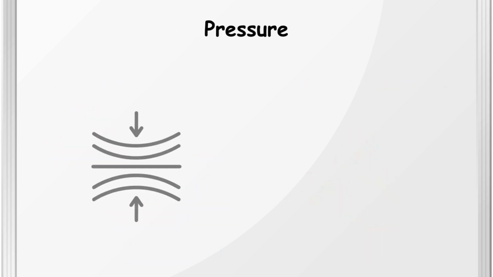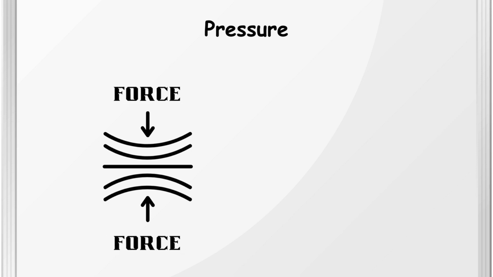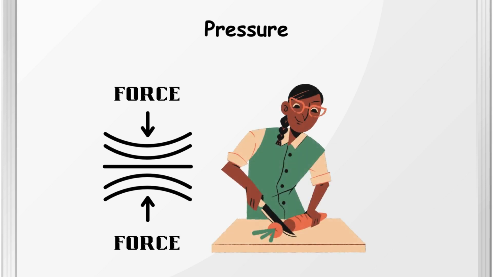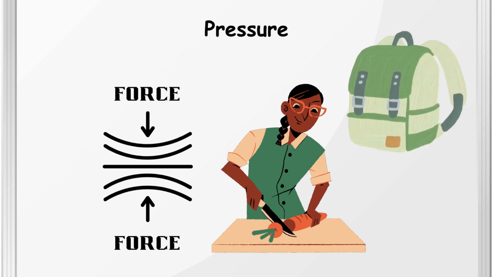Now let's delve into the concept of pressure. Pressure is a force acting on an area. The smaller the area, the higher the pressure for the same force. Using a sharp knife makes cutting easier because it concentrates the force on a smaller area. That's why broad straps on bags distribute the force, making it easier to carry heavy loads.